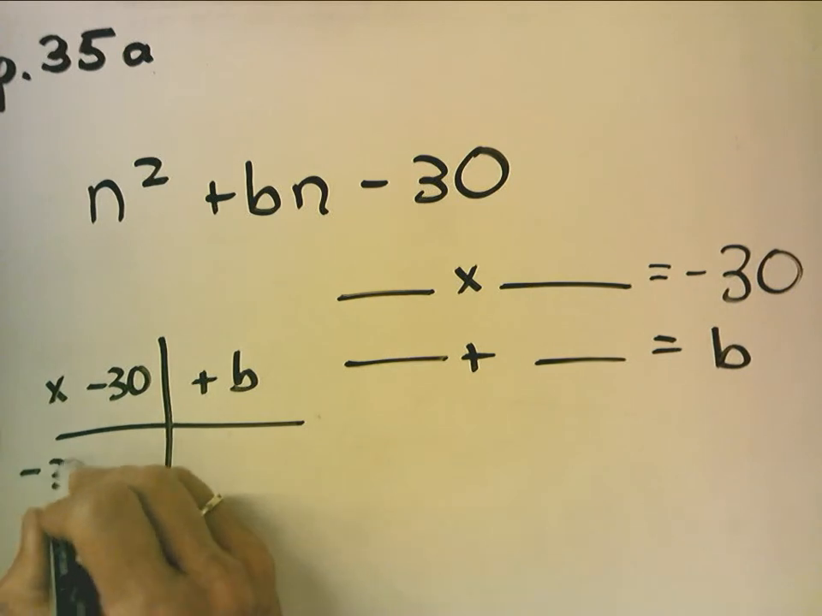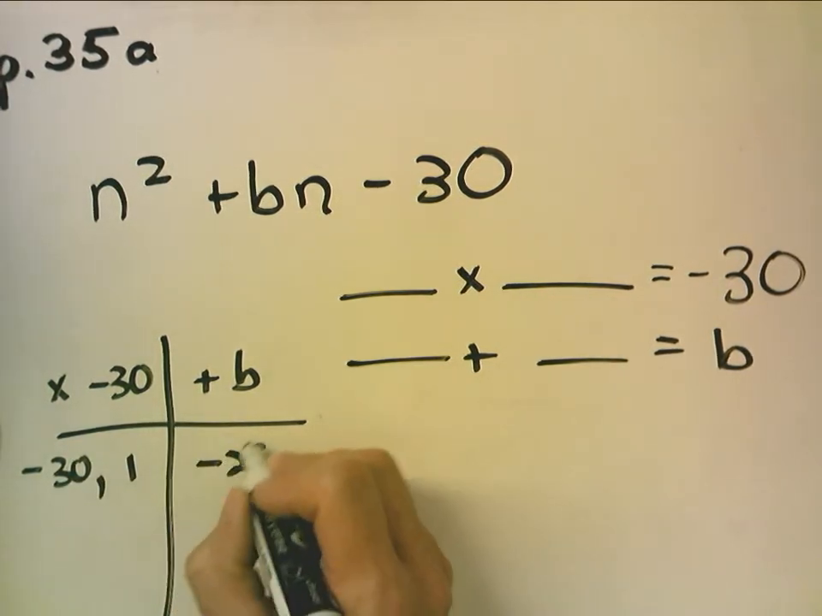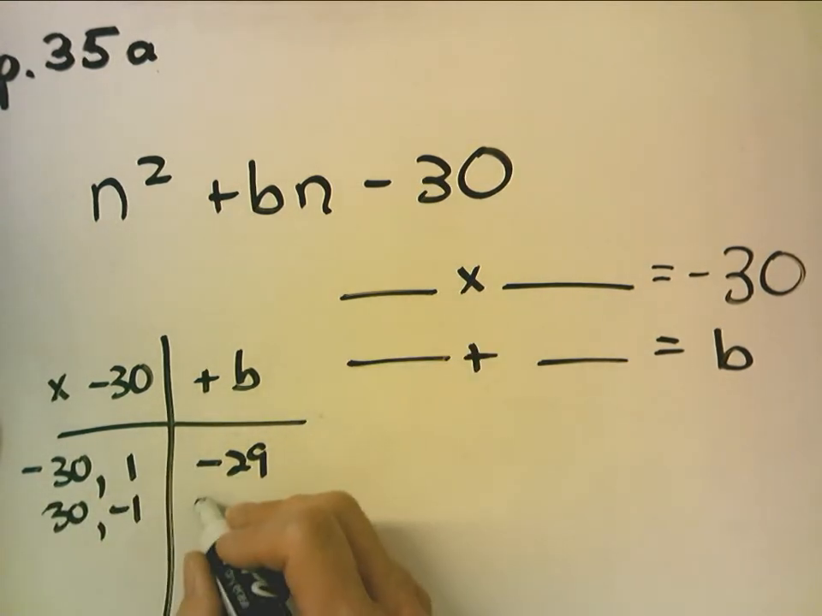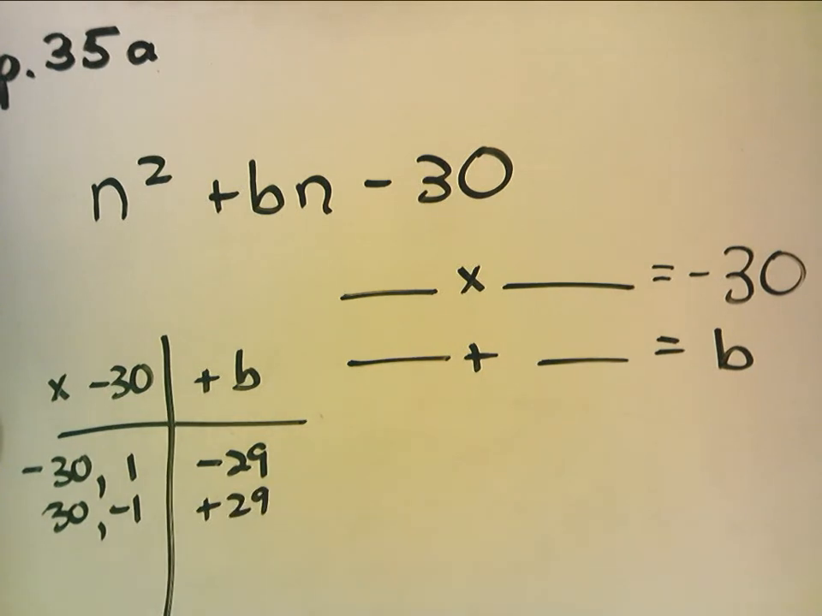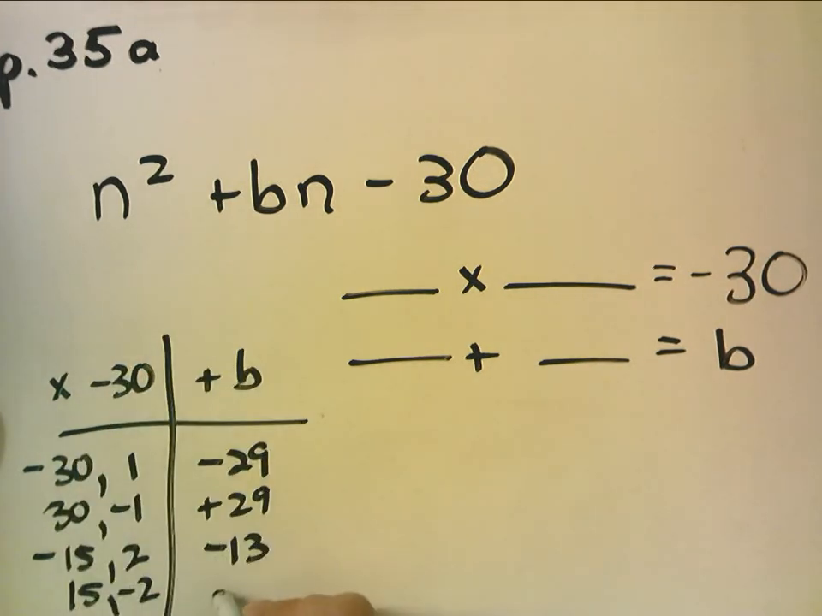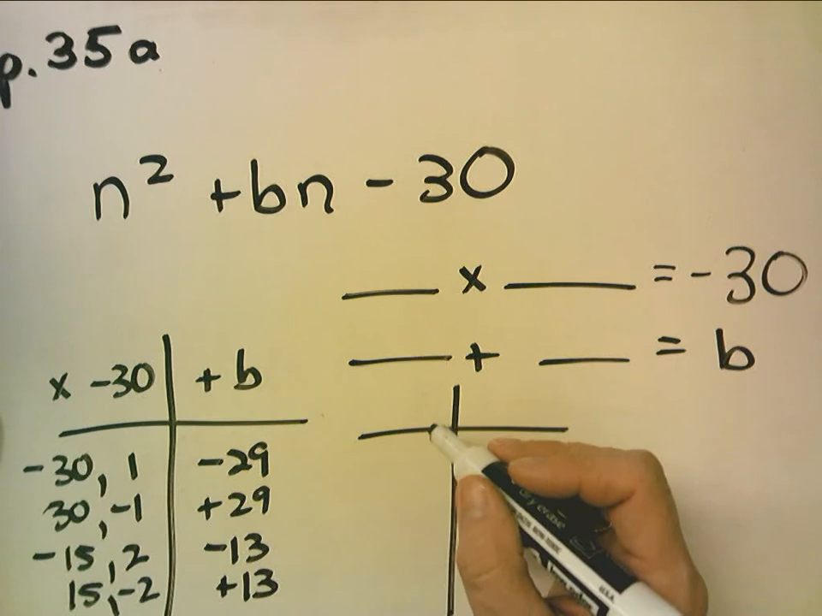Well, negative 30 and 1 multiply to negative 30, and they add up to negative 29. 30 and negative 1 multiply to negative 30, and they add up to positive 29. Okay, I have negative 15 and 2. They multiply to negative 30, but they add up to negative 13. And 15 and negative 2 multiply to negative 30, but they add up to positive 13. Let's see if there are any more. Are there other factors? Yes.